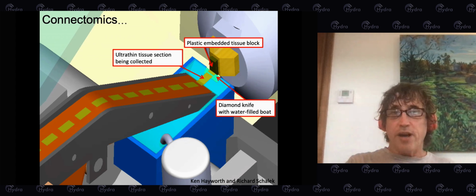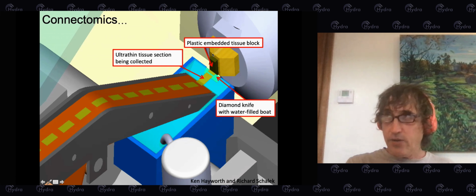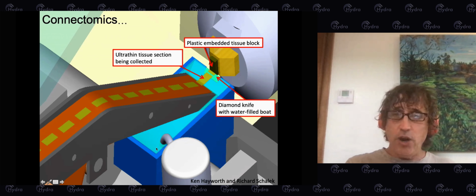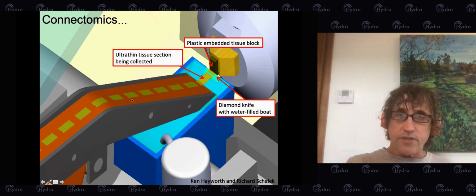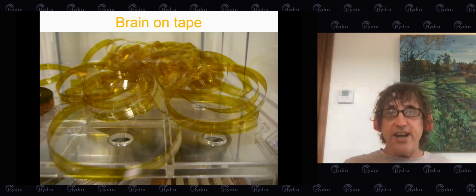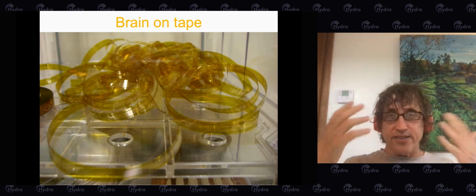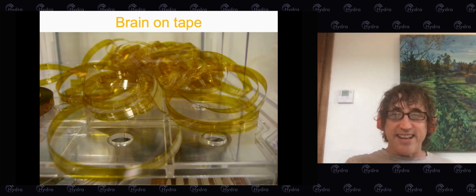So what I'm showing you here is an image of a microtome. This microtome goes up and down, and what I have here is a tiny block of mouse brain, and this microtome goes up and down on this kind of diamond knife sitting over a bed of water, and we slice the brain and put it on tape. So what we get is essentially this brain on tape, okay? Miles and miles of tiny little slivers of brain, all sitting on tape.